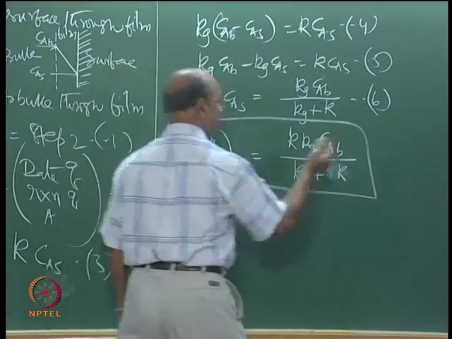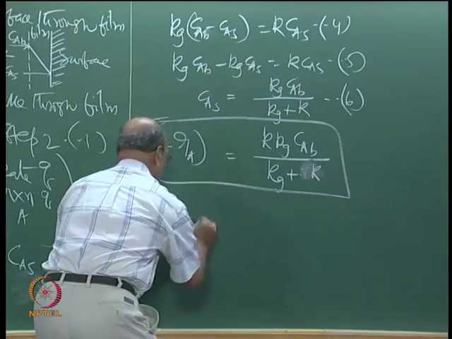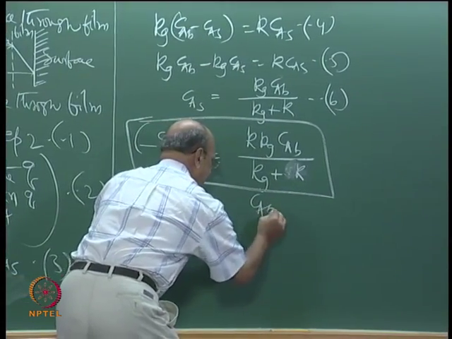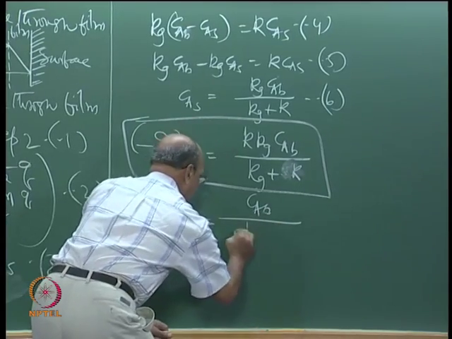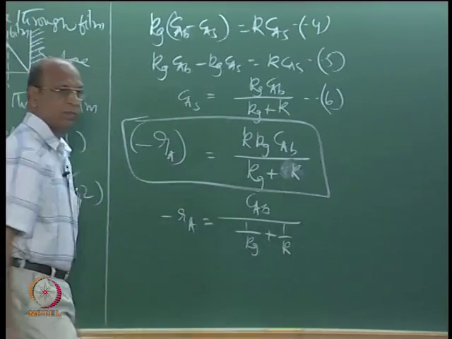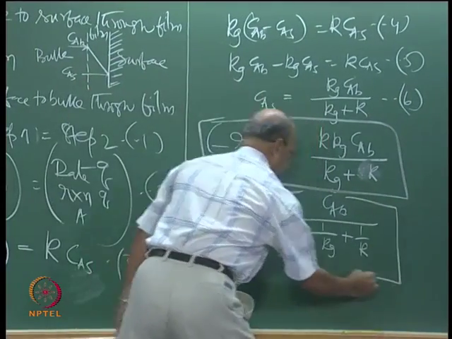And this also can be nicely written as minus Ra equal to CAB divided by 1 by Kg plus 1 by K. So, this is the rate expression.